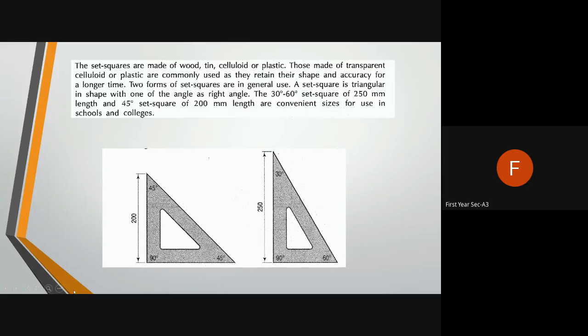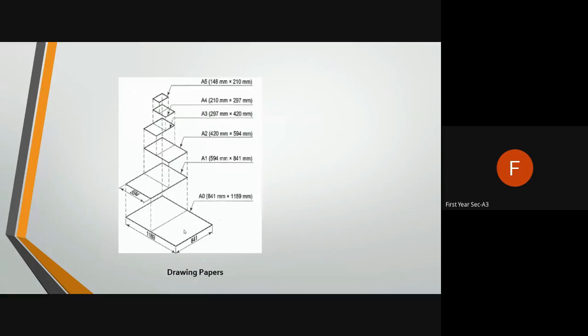These are set squares, and it is written here that they are made of wood, tin, celluloid, or plastic. The ones made of plastic you can use, or those made of transparent celluloid. The height and width are given. These are basically used to take angles and to draw parallel lines. So these are most commonly used while making any drawing.